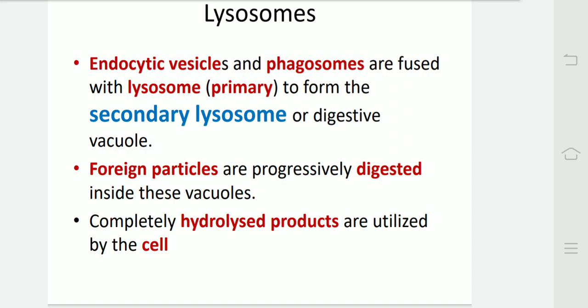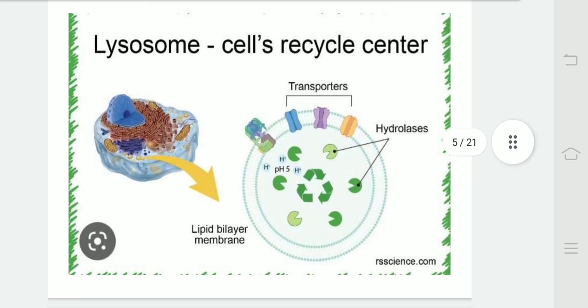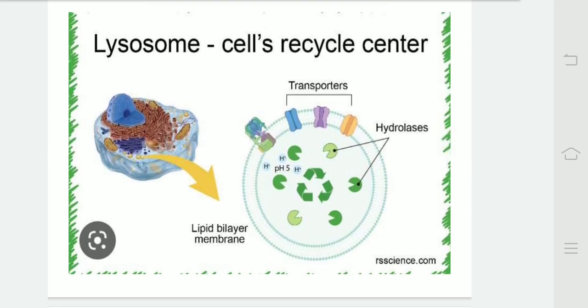Endocytic vesicles and phagosomes fuse with the primary lysosome to form the secondary lysosome or digestive vacuole. Foreign particles are progressively digested inside these vacuoles. Completely hydrolyzed products are utilized by the cell. In this diagram, we can see the lysosome as a cell recycle center.